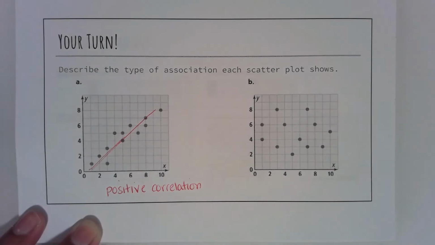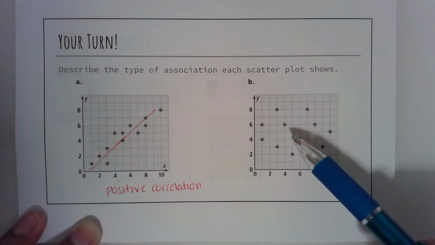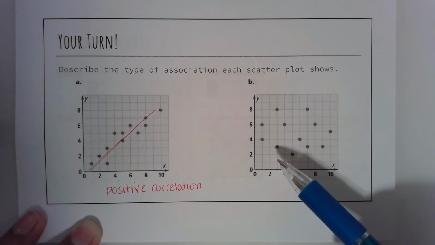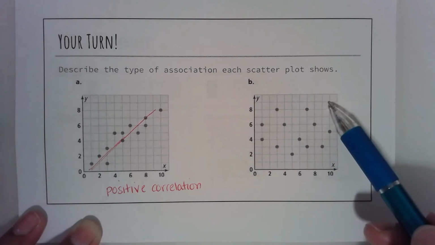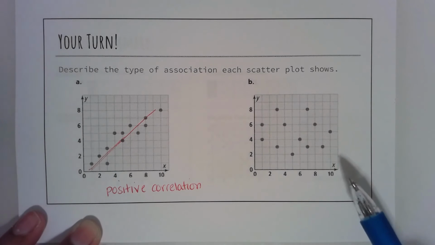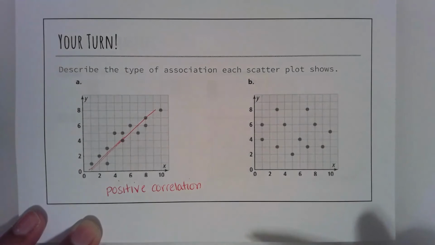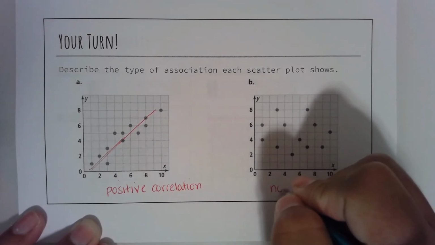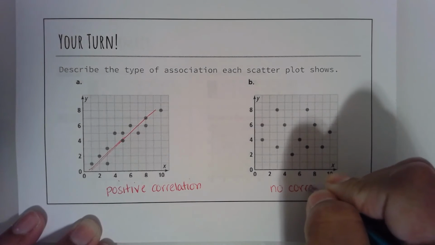Let's look at B. We can see here that there is no real typical pattern. We can't see the dots going in the positive direction or going upward. We don't see it going downward. They're just kind of scattered all over the place. So this means that there is no correlation or zero correlation.